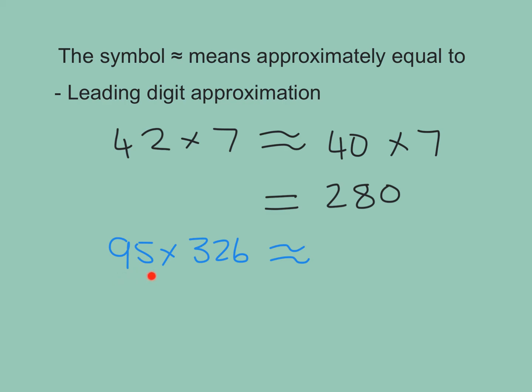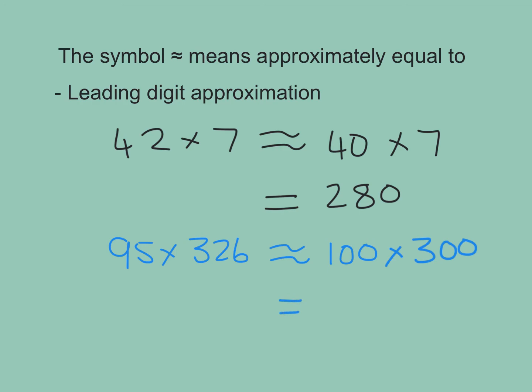So the first thing I'm going to do is look at 95. My leading digit is a 9. The next digit is 5, which is 5 or greater than 5. Therefore 95 must be rounded to 100. What about 326? Leading digit is 3, so it's 300. The 20, or 2, is less than 5. Therefore 326 must be rounded to 300.